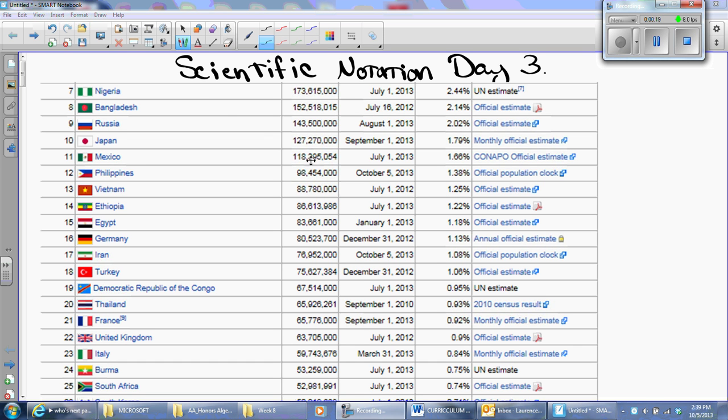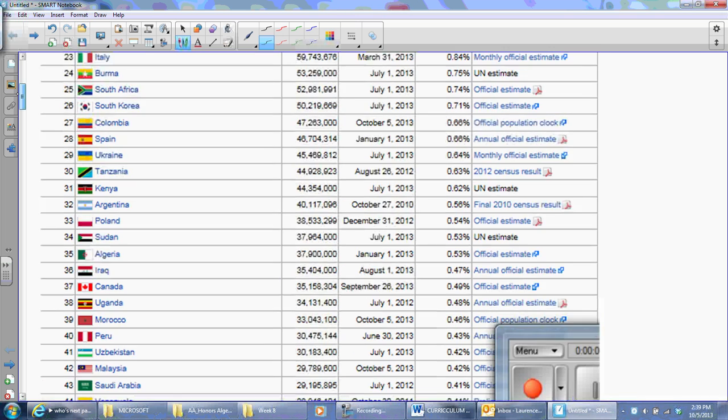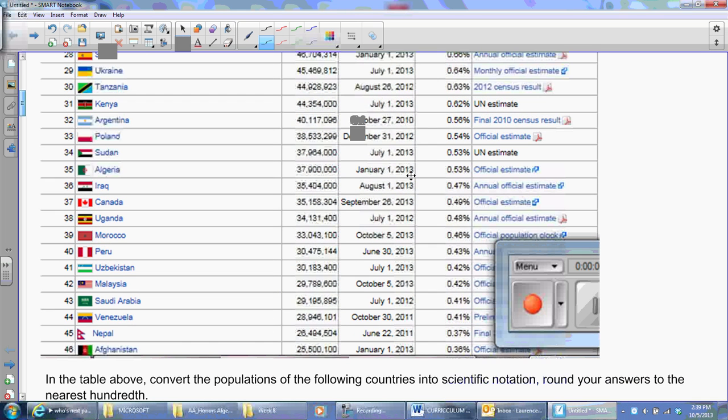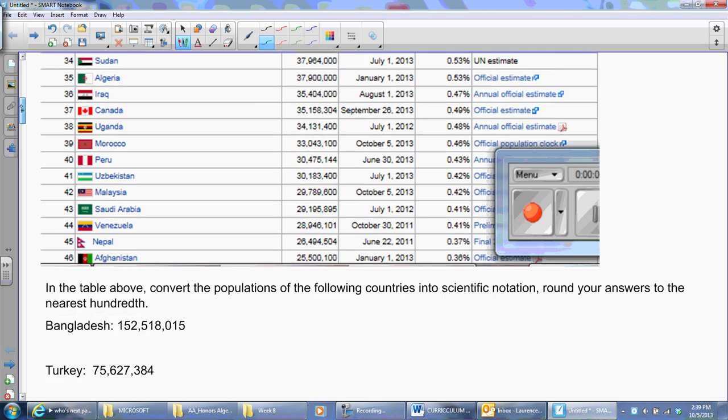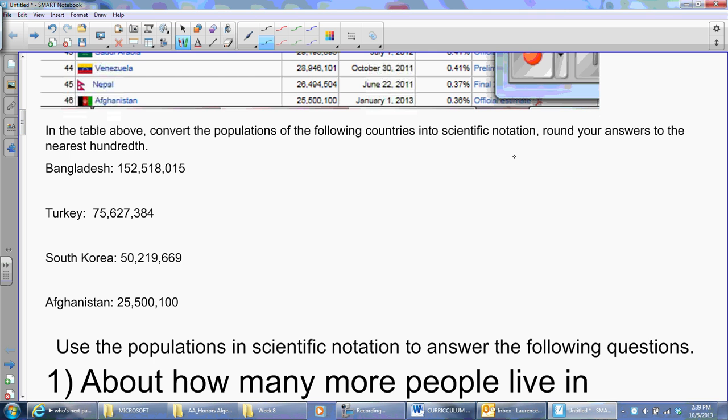So anyway, I went ahead and copied this off of, I think, Wikipedia. We've got some populations of the different nations in the world. It might be a little bit hard for you to read some of this. You see I accidentally copied part of my recording device, but that's okay. It won't affect our data at all. And down here it says, in the table above, convert the populations of the following countries into scientific notation. Round your answers to the nearest tenth. Oh, excuse me, nearest hundredth.